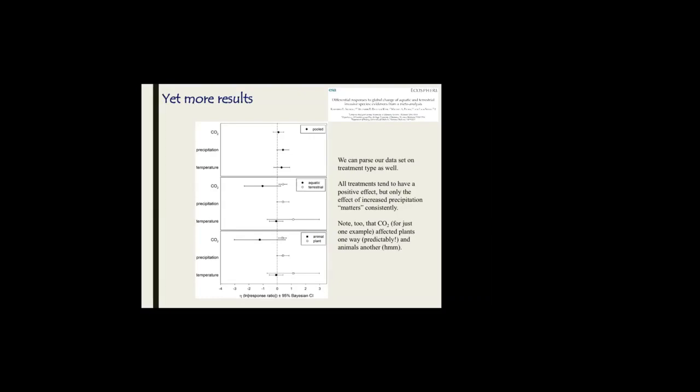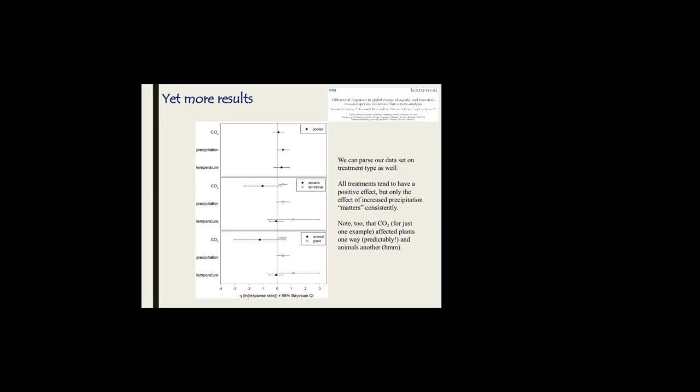You can also parse it in this case by the treatment type as well, because we did look at three different drivers of global change, whether it was CO2, precip, or temperature. And you can see that each of these has similar broadly effects, although you'll notice the one for CO2 is right near the zero line. So you could conclude overall that there's really nothing going on with that.